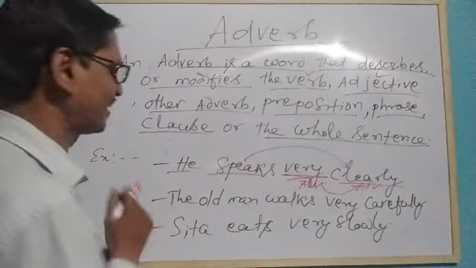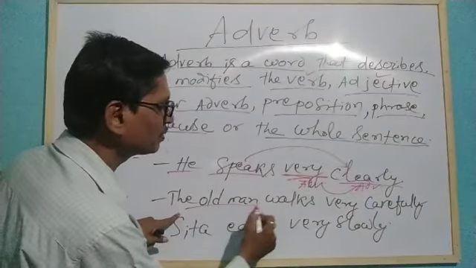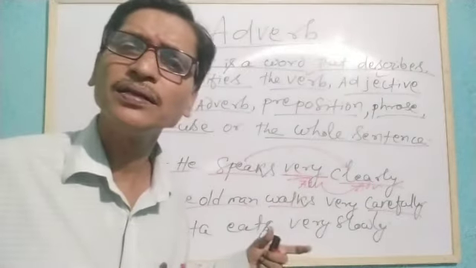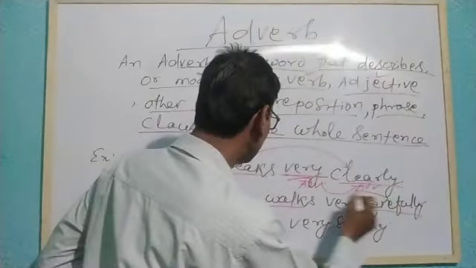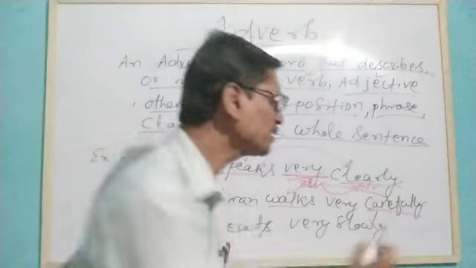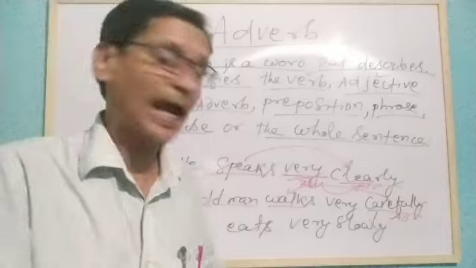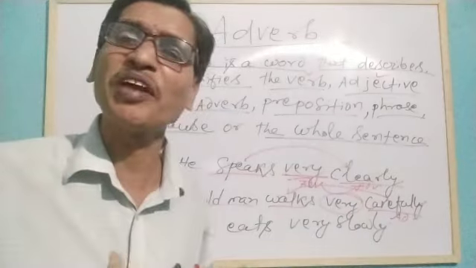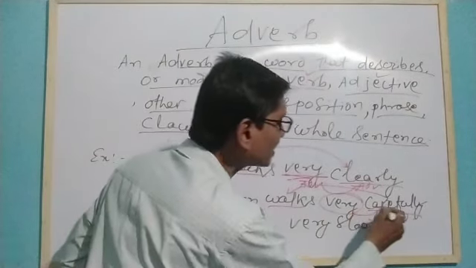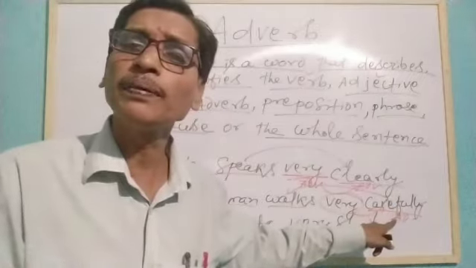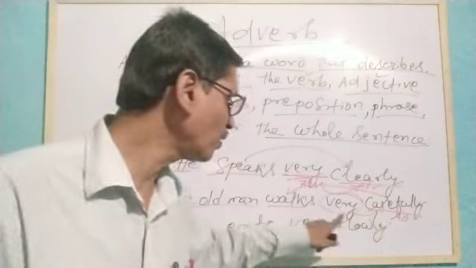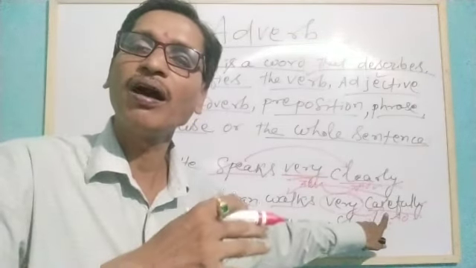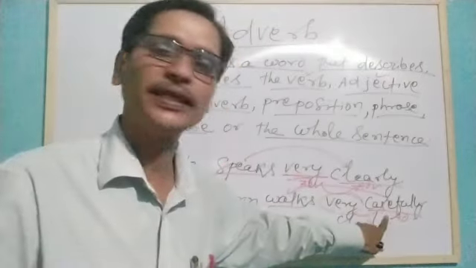Okay? So next sentence. The old man walks carefully. How does the old man walk? Carefully. So carefully is functioning as an adverb. But at the same time, how carefully? For that we have used another word, very. So this very is enhancing the meaning of the adverb it follows. Therefore, an adverb is also modifying or describing the meaning of another adverb in our sentence.